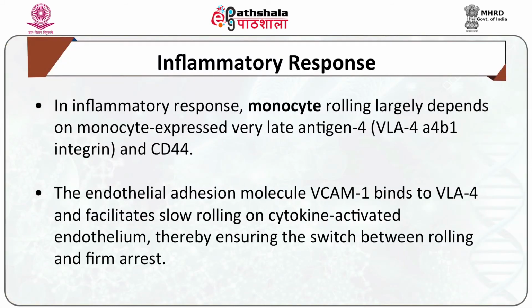That means, in the conditions of inflammatory response, monocyte rolling will largely depend on the monocyte expressed very late antigen, that is VLA4, the integrins alpha 4 and beta 1, and CD44. CD44 is generally expressed by activated macrophages. The endothelial adhesion molecule VCAM binds to VLA4 and facilitates slow rolling on cytokine activated endothelium, thereby ensuring the switch between rolling and firm arrest.